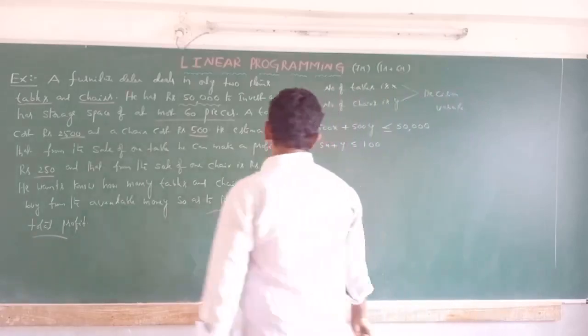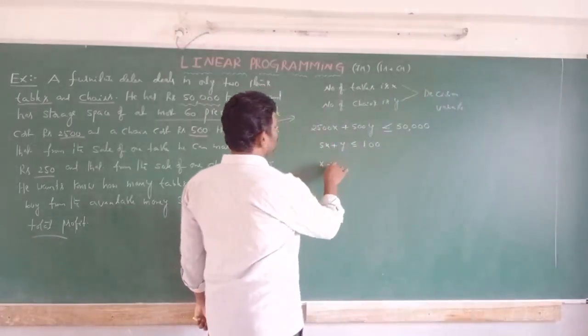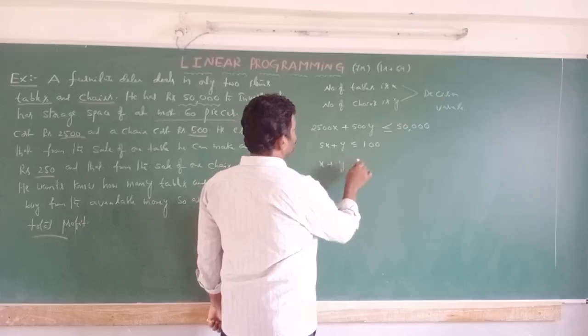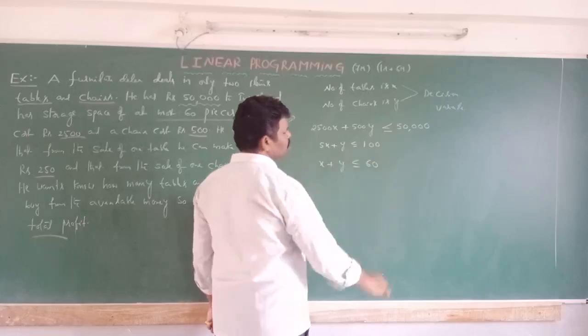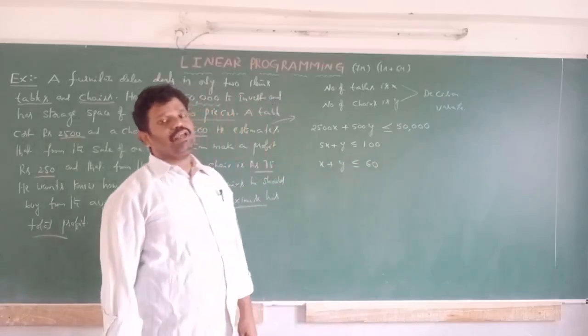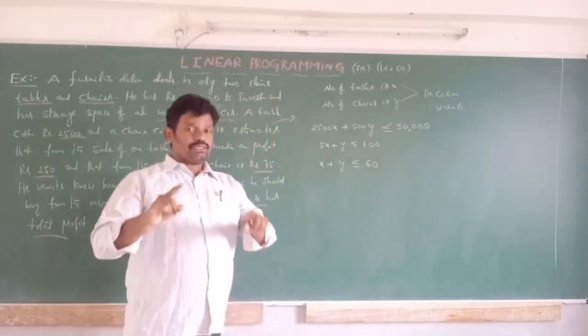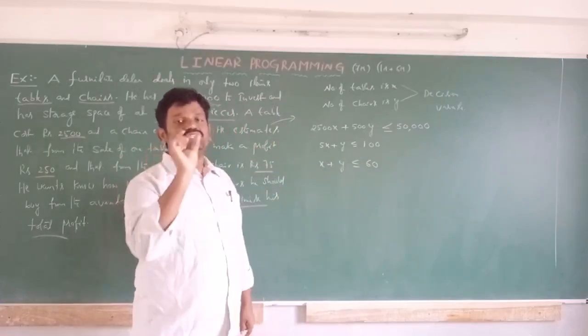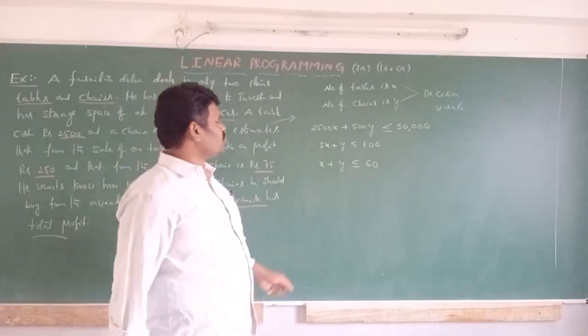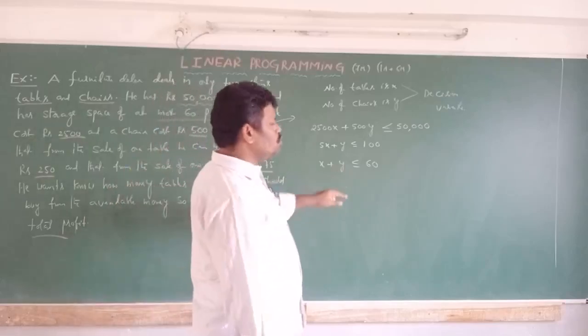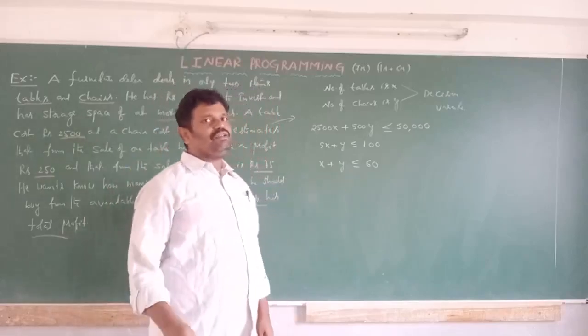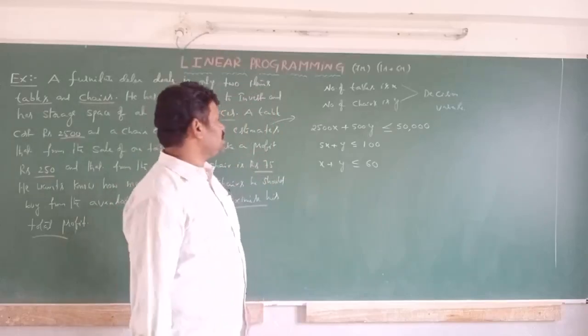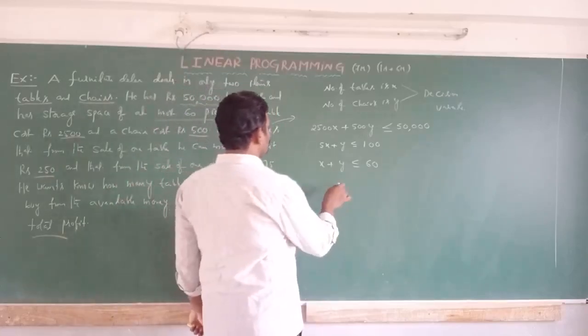Another case: suppose the total quantity of tables and chairs must be less than or equal to 60. Why? Because of the storage capacity, which is given as 60 pieces only. More than 60 is not possible, so less than or equal to 60. This is also a constraint, but a storage constraint. Okay? Next another one we take is the profit.